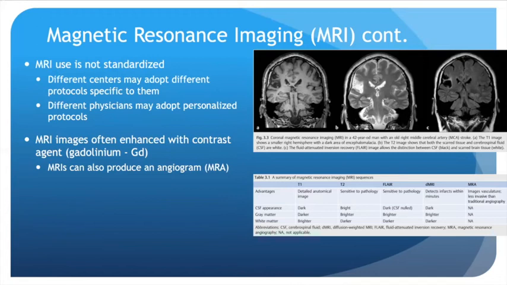MRI is not standardized, meaning different centers have adopted different protocols, and different physicians might adopt personalized protocols. So interpretation of MRI must be done carefully. MRIs can also produce an angiogram, as can CTs, and these are called MRAs.